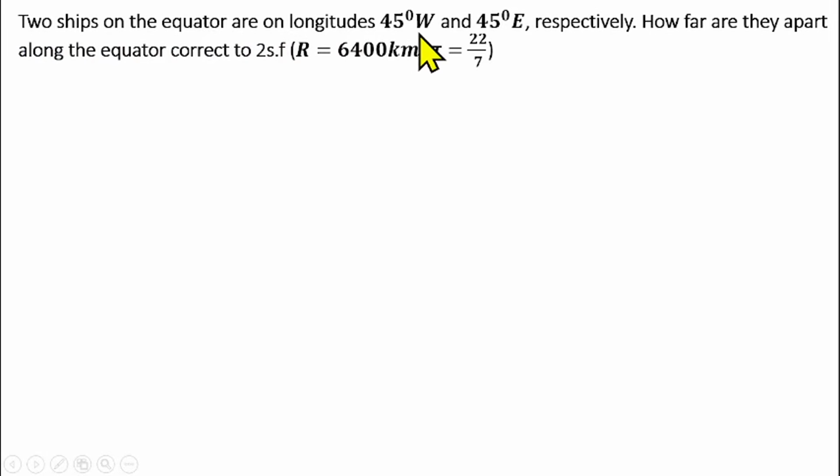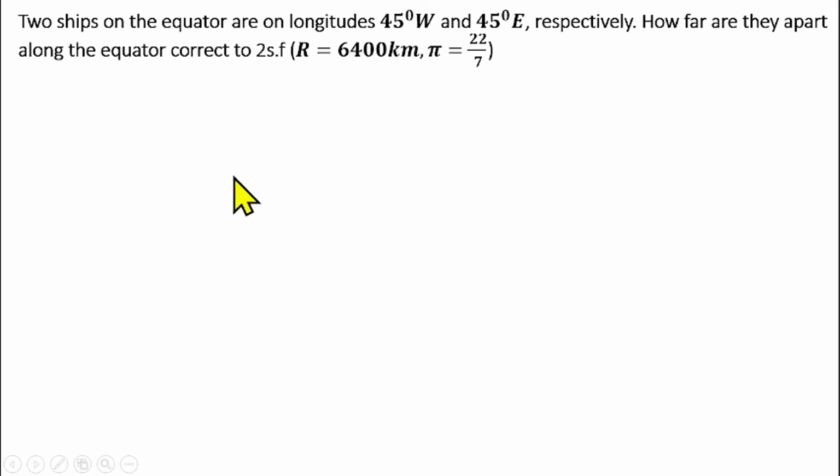Two ships on the equator are on the longitudes 45 degrees west and 45 degrees east respectively. How far apart are they along the equator, to two significant figures? You have to take your radius to be this and pi to be this. So there are two ships on the equator, and you are given their longitudes, which are 45 degrees west and 45 degrees east.